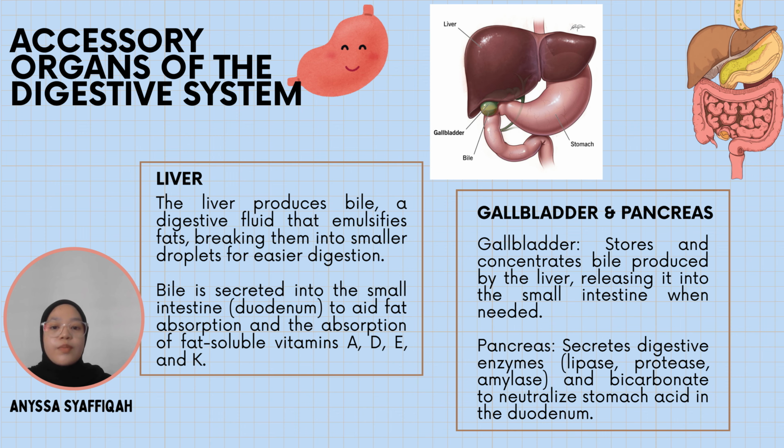The liver produces bile. Bile is important because it emulsifies fat, which means it breaks large fat droplets into small droplets. This makes fat digestion easier. Bile also helps with the absorption of fat-soluble vitamins such as vitamin A, D, E, and K.